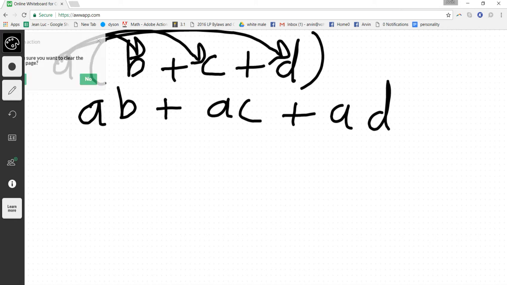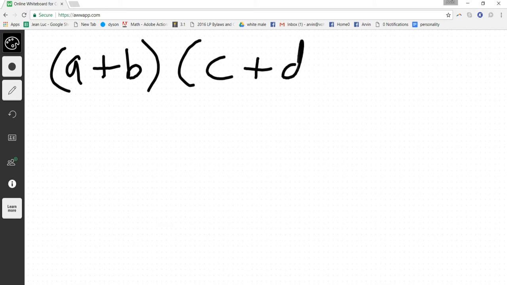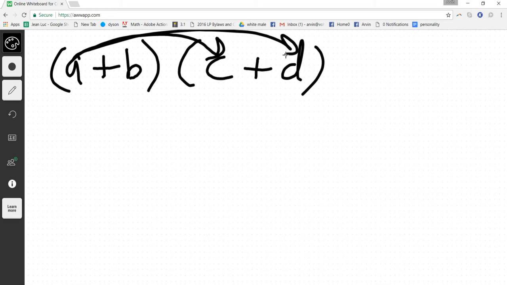Now, let's say you have something like this. A plus B times C plus D. Here's what we'll do. We're going to do A times C and A times D. So I take this first term A and I multiply it by C and I also multiply it by D. Note, I do not multiply it by B, just by everything in the other set of parentheses.